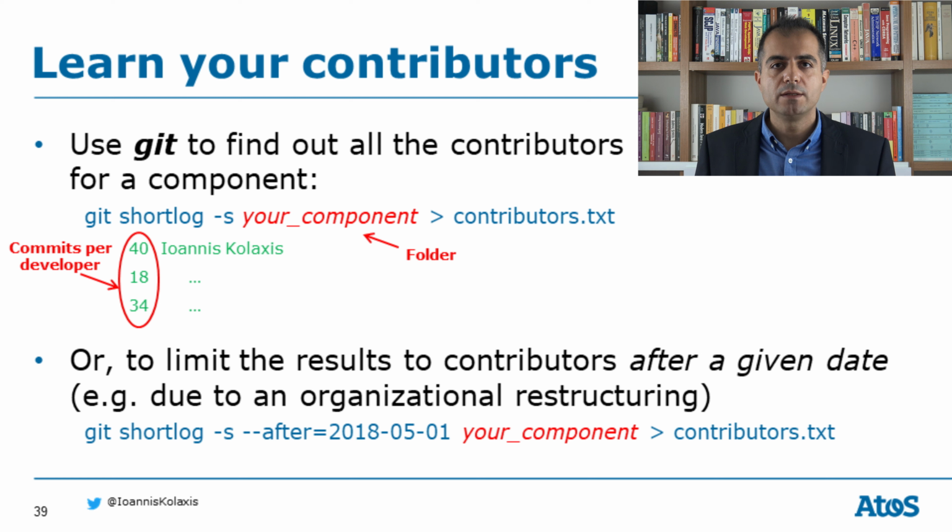Here is a simple git command that you can run in order to find out all of your contributors for your component. You can copy-paste this and run it for your repository. As you can see, it displays the number of commits for each developer, and there is also the option of restricting the results after a given date. So if there was a handover and the development team changed, or if the structure of your team changed significantly, maybe you prefer to filter the results after that date in order to find out who your major and who your minor contributors are for a component.